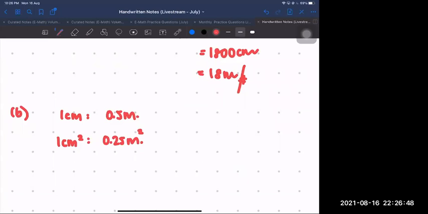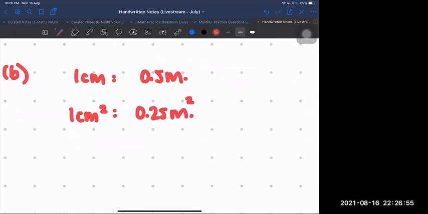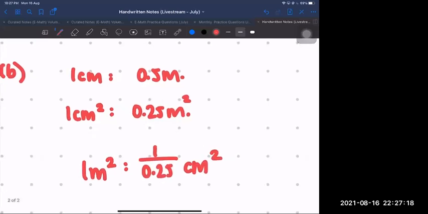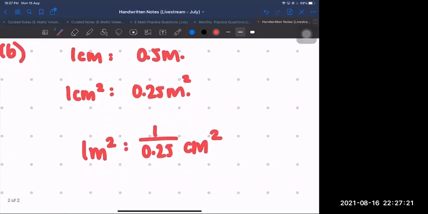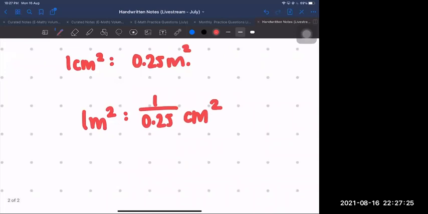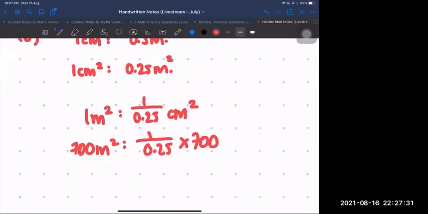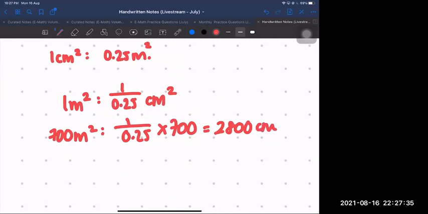Now, the question states that the hall is 700 meters square. So this is the first tip for all of you here. Whenever the question gives you something, you always change that something into 1 first. So what I'm going to do here is make 1 meter squared, and this is just 1 over 0.25 cm squared. I purposely force the thing that I want, which is 700 meters squared, into 1 first. Then you multiply by 700. This will make the process so much easier. And the final answer is 2800 cm squared.